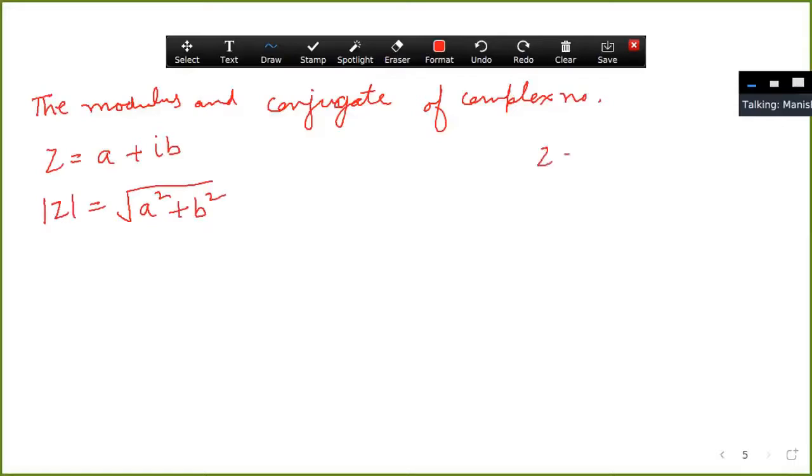Suppose z is equal to 2 plus iota 3. Then mod of z will be equal to under the root 2 square is 4, plus 3 square is 9, root 13. That is the modulus of z.